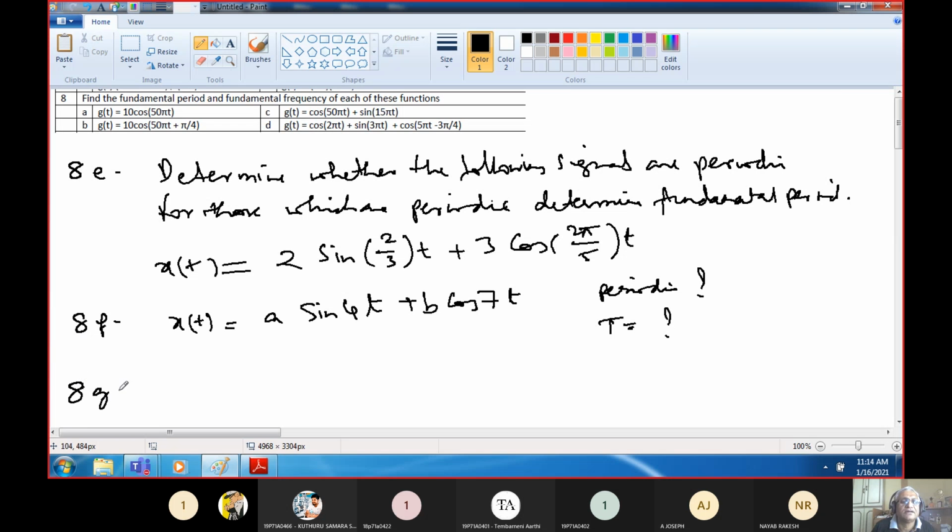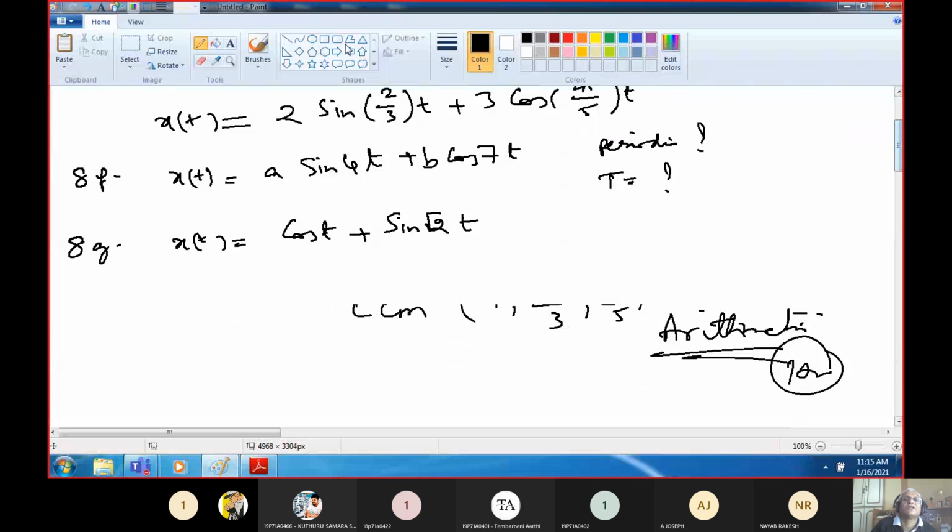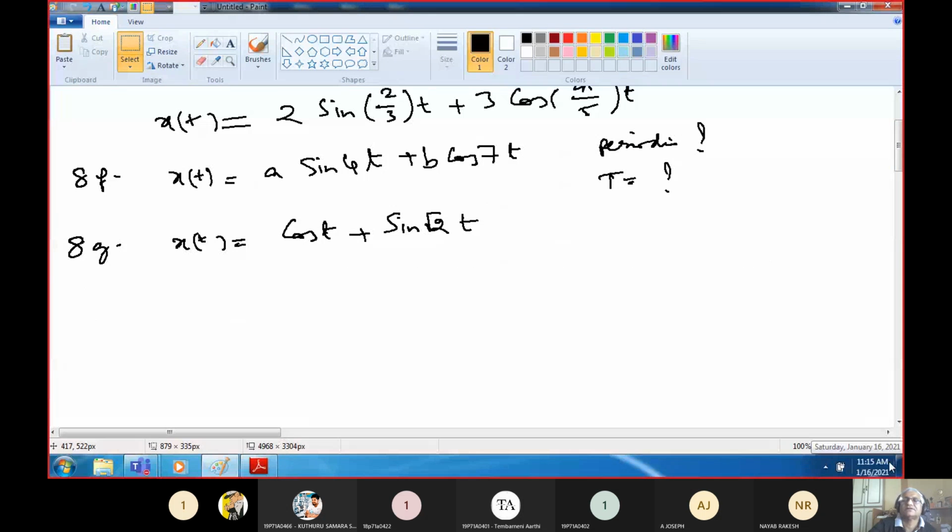8G. So here again directly I'll give you x of t is equal to cos t plus sine of square root of 2 into t. So for this problem also we should be able to find out. Okay, so these are all from the previous things. I think that's all. So these are the problems, you can try it out.